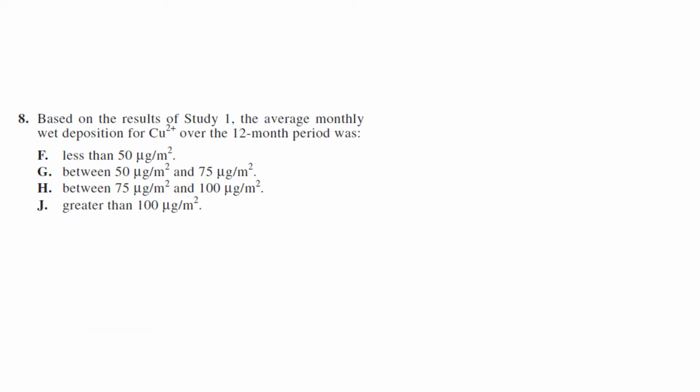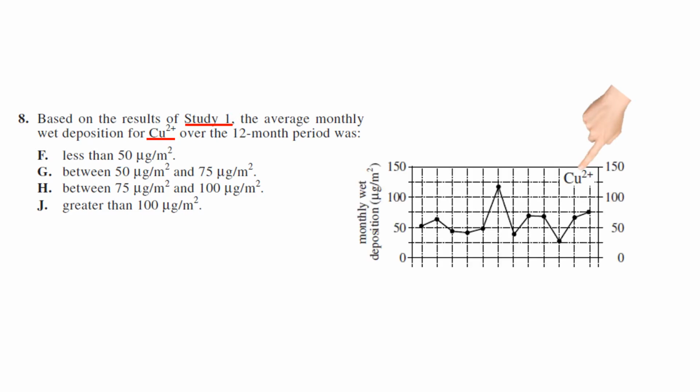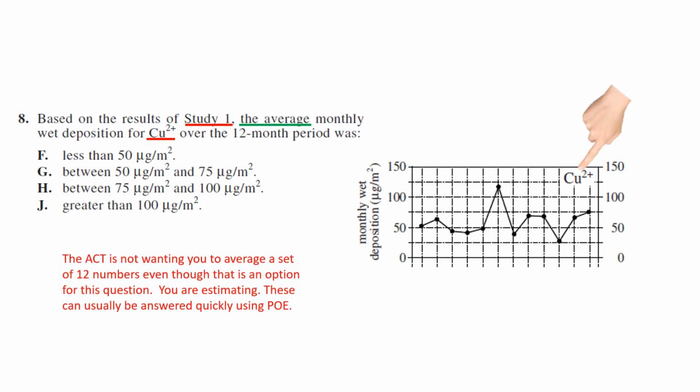Based on the results of study 1 for Cu2, so put your finger on study 1, Cu2, the average monthly wet deposition over the 12-month period was. So you can see we're using monthly wet deposition, and ACT really isn't wanting you to add up numbers and get an average. They just want you to kind of guesstimate. So draw a line through about where you think the average is. I'm going to put it about right there. Yours might be a little lower, a little higher. But you can see it's probably about right.